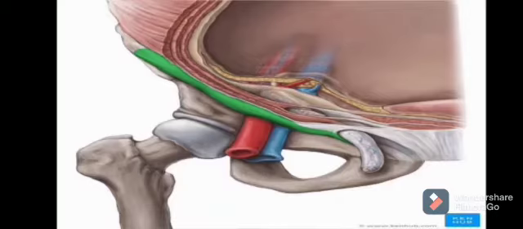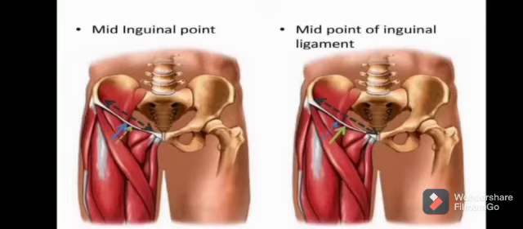Beneath this we have the femoral vessels passing in the thigh. So this is the inguinal ligament in the green color. And here is a thing: mid-inguinal point and midpoint of inguinal ligament are not the same thing. Because they both are landmarks to important things, we must understand what is the mid-inguinal point and what is the midpoint of inguinal ligament.